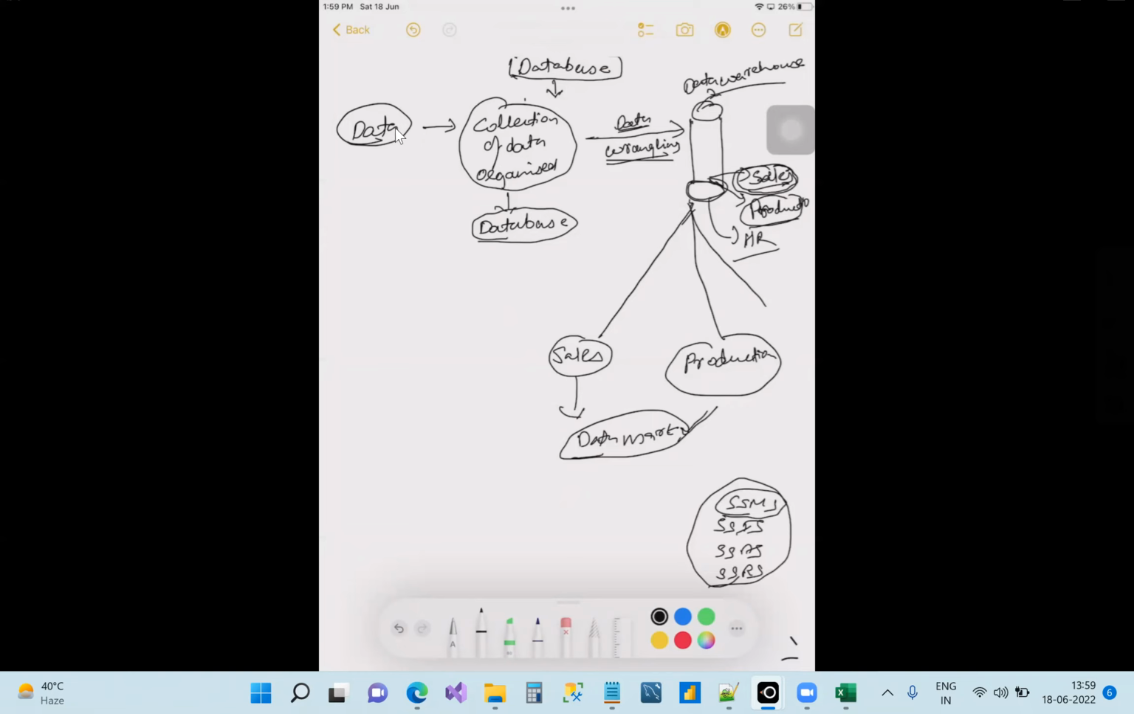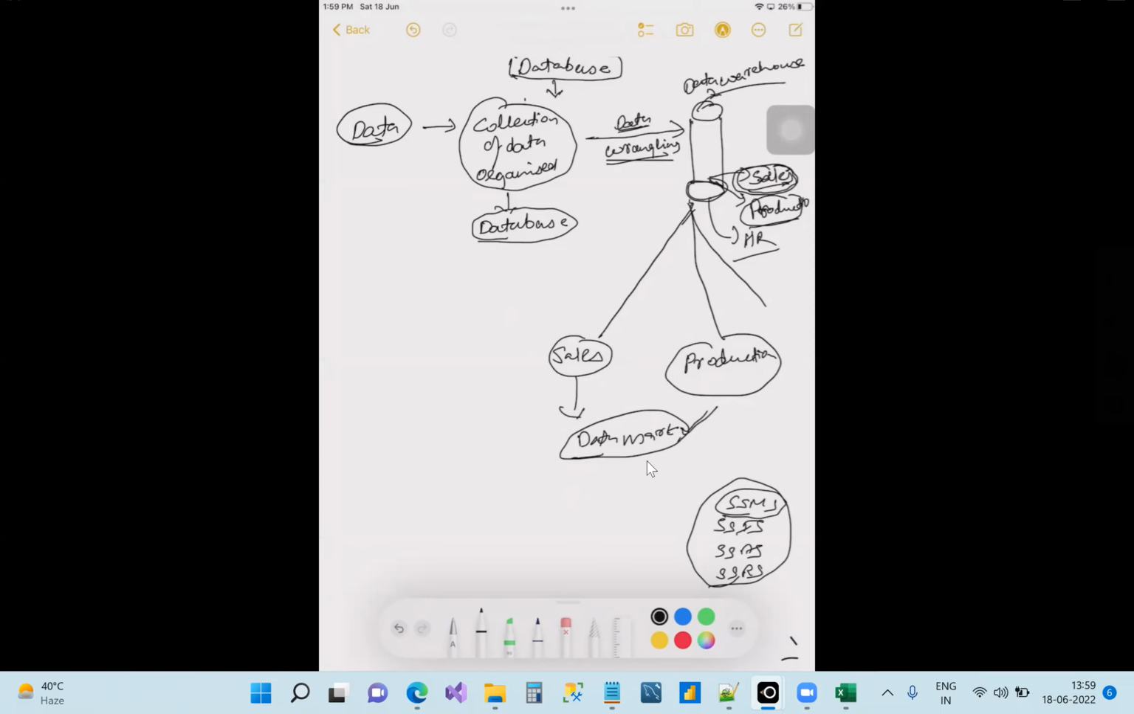Till now everyone has understood this: data wrangling, database, data warehouse, data mart. Write these keywords because in your interview they are going to ask. And understand this flow chart so that you remember. That's the reason I have written it in this format, so that it becomes easy for you to remember. Till now all good?